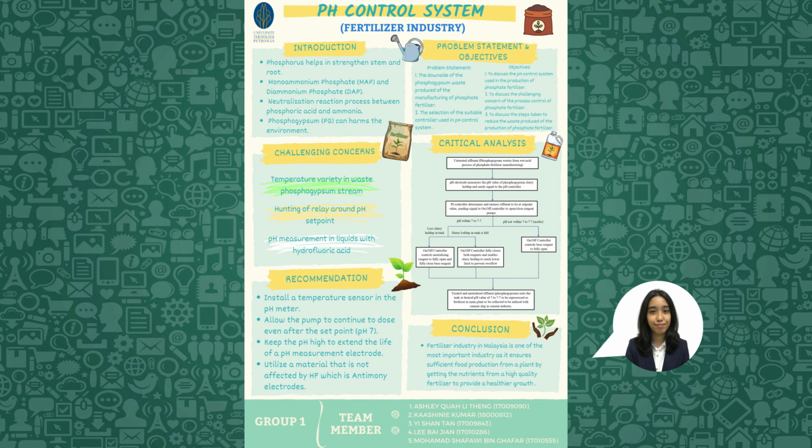To conclude, the control system used for the production of phosphate fertilizer is a pH control system. Although there are a lot of challenging concerns in the usage of the pH control system in the production of phosphate fertilizers, there are a few steps taken to reduce the waste produced in the production of phosphate fertilizer as well.